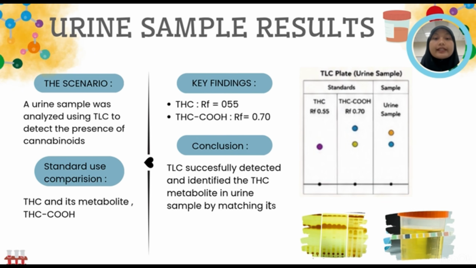To establish our baseline, we run two standards: THC at an RF of 0.55, the purple spot, and its metabolite, THC-COOH, at an RF of 0.70, which is the blue spot. When we look at the patient's urine sample lane, we see a blue spot that perfectly aligns horizontally with our THC-COOH standard at 0.70. Therefore, we can conclusively state that TLC successfully detects the THC metabolites in the patient's system.